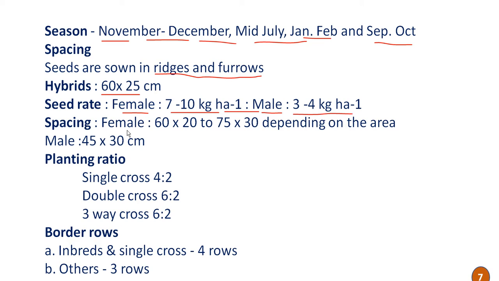The spacing in case of female is 60 into 20 to 75 into 30 depending on the area, and in case of male it is 45 into 30 centimeter. Then planting ratio for the single cross is 4:2, that means 4 female 2 male, and in case of double cross it is 6:2. Then in case of three-way cross it is 6:2. And border rows, in case of inbreds and single cross 4 border rows, and in case of others 3 border rows.